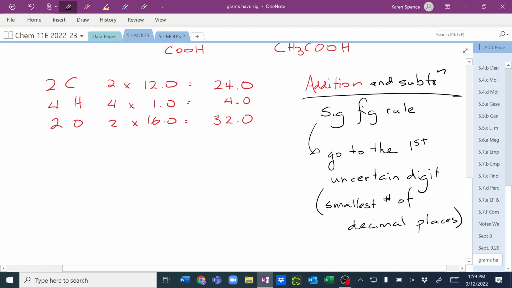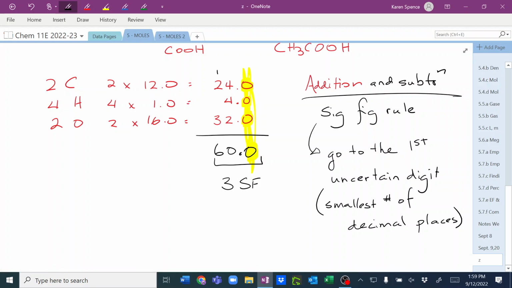So if these are our numbers here, then our uncertain digits are all the zeros. So when we add that up, we get 60.0. And because this ending 0 came from all these uncertain digits here, that is our single uncertain digit. So our final answer would have 3 sig figs, with that last one being the uncertain digit. Did that answer your question? Okay, I thought probably.